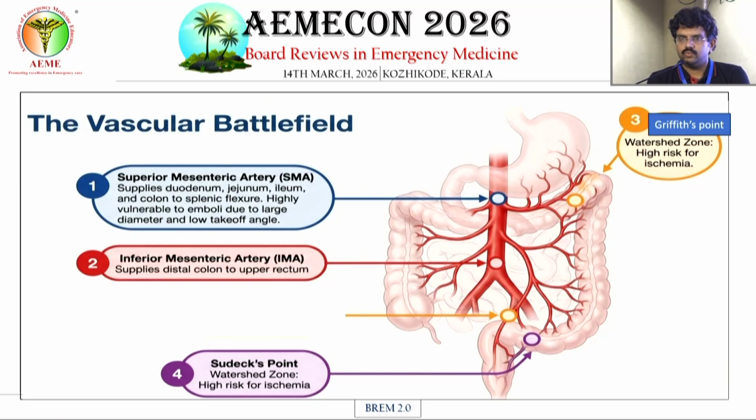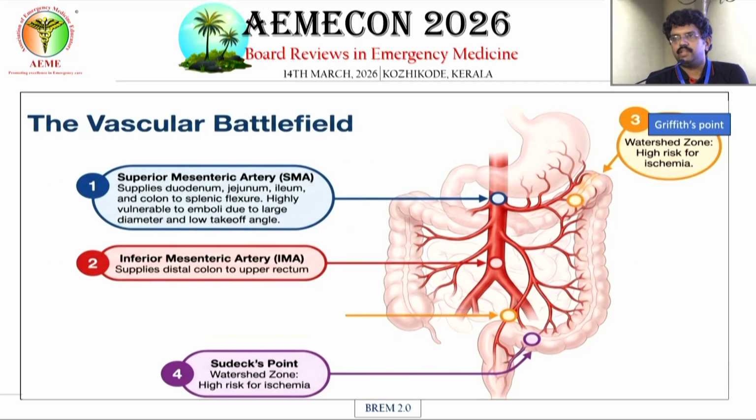And there are two ischemic points. One is Griffith's point, where the middle colic and left colic arteries meet, that we have studied in our first year anatomy classes, and that is where the marginal artery of Drummond will be. And there is another one called Sudeck's point towards the rectum, where the last sigmoid artery meets the superior rectal artery. These are the four things to be noted.